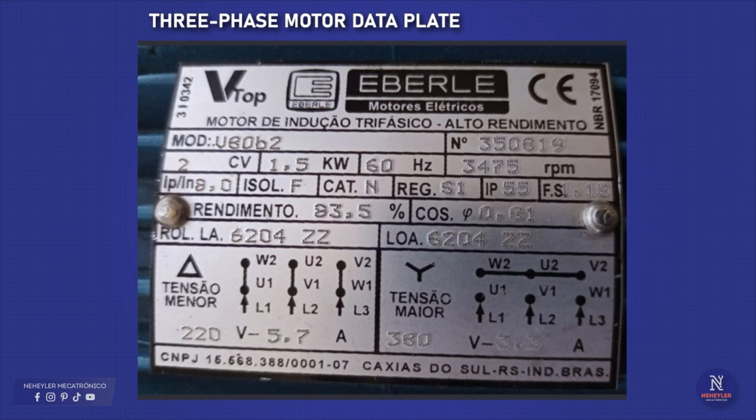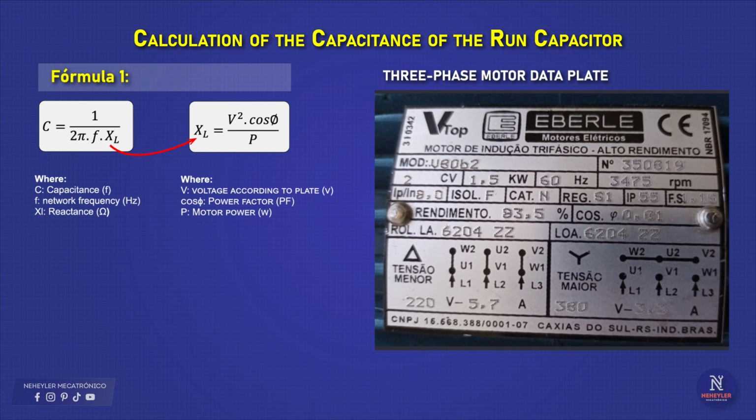First, I will take as an example a plate of a three-phase motor of 1.5 kilowatts that is equivalent to 2 HP, for which we will find the value of the start capacitor using different formulas and see what result it gives us. Here is one of the formulas used to calculate the capacitance of the capacitor. This formula tells us the following.